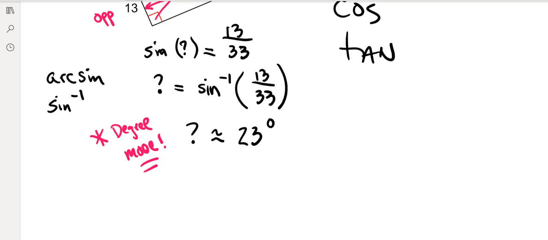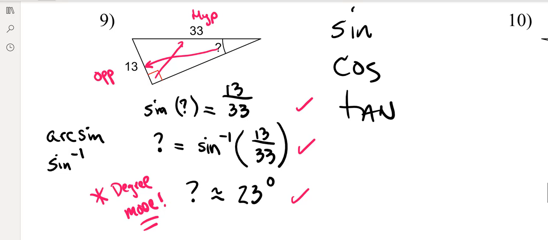Now, again, you'd get 1 point for setting it up, and then 1 point for rounding the answer correctly. So your setup is 1 point, and then this piece is going to be another point. So this would be worth 3 points altogether. And that's for example number 9. That's for example number 10.